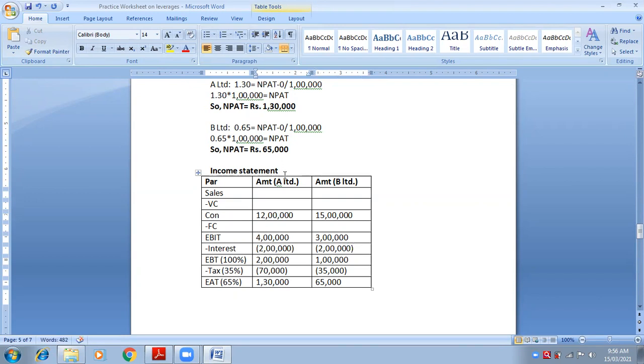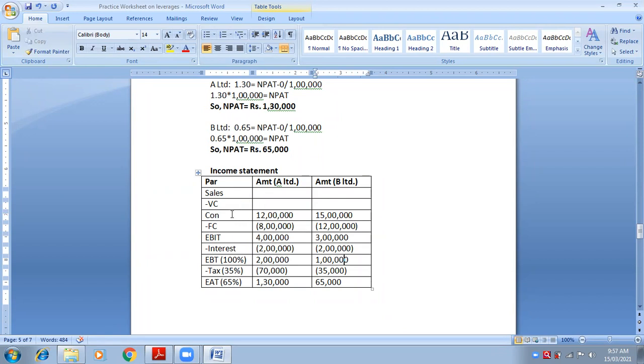Fixed cost is not given in the question, but we can find it out. Contribution is 12 lakhs and EBIT is 4 lakhs. So how much will be your fixed cost? 8 lakhs. Contribution is 15 lakhs, EBIT is 3 lakhs, so fixed cost is 12 lakhs. You can verify your answer. Contribution minus fixed cost should be EBIT. 12 lakhs minus 8 lakhs is 4 lakhs. Same way, 15 lakhs minus 12 lakhs is 3 lakhs. Means we are doing it right.